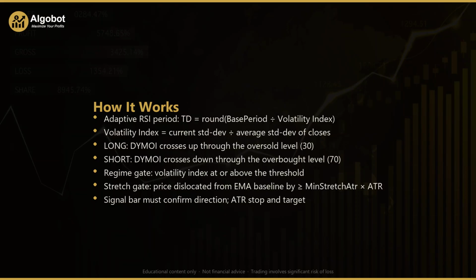There's one final confirmation. The signal bar itself must agree with the trade. A long needs a bullish bar, where the close is above the open, showing buyers have visibly stepped in. A short needs a bearish bar. Only when the cross, the regime gate, the stretch gate, and the confirming bar all line up does the EA send an order, and only one position per magic number is allowed at a time.